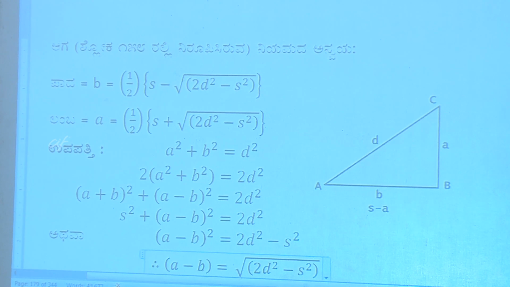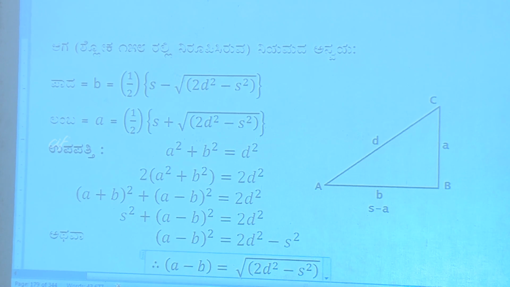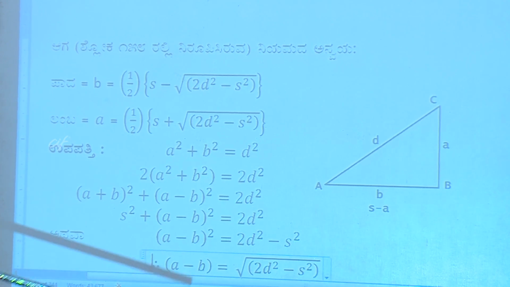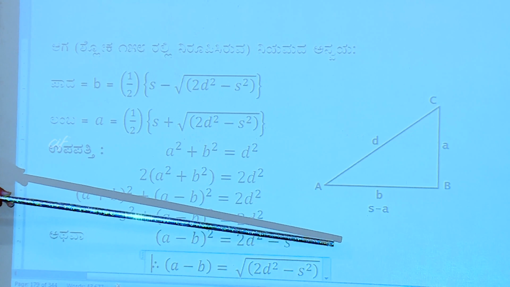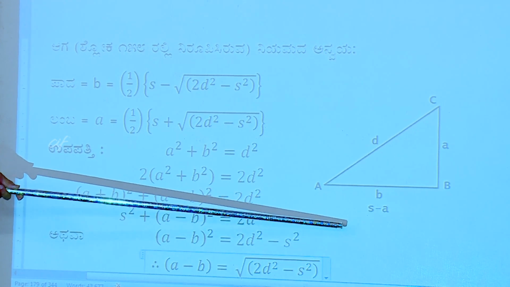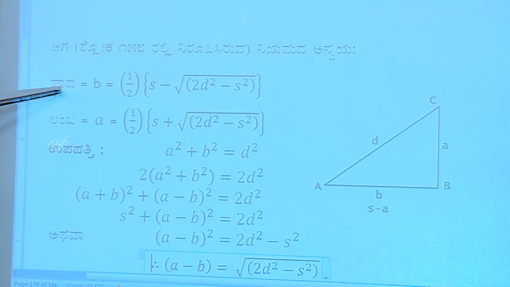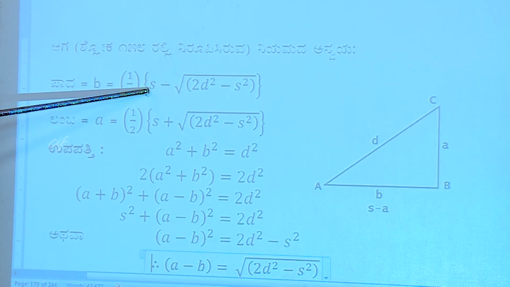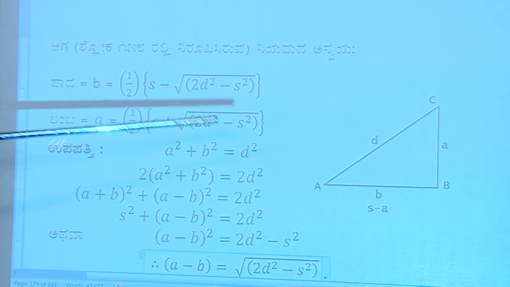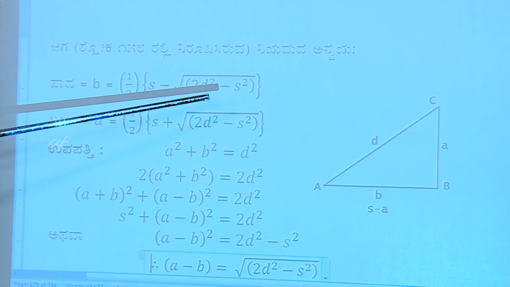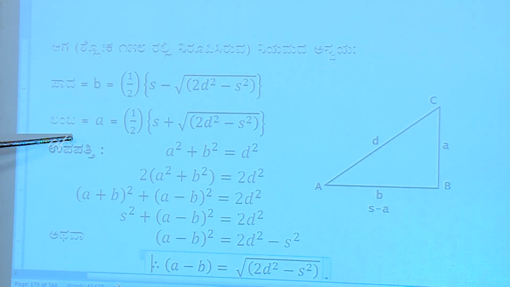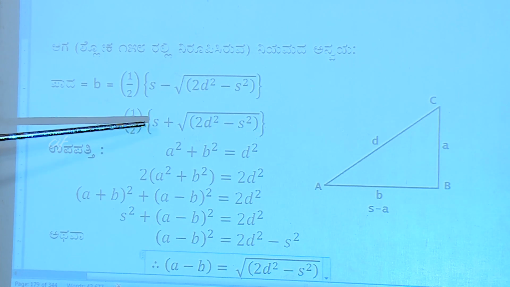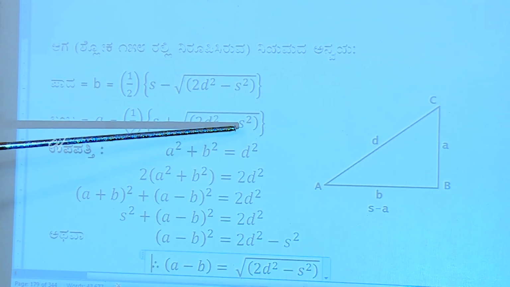Let the sum of bhuja and koti be S. Then, if a is the altitude, what is the base? B is equal to S minus A. This is the formula. B is equal to half of S minus under root 2D square minus S square. S is equal to A plus B. And A is equal to half of S plus under root 2D square minus S square.